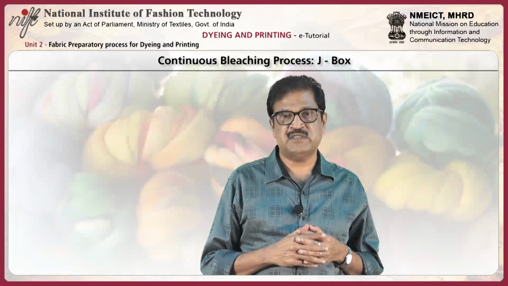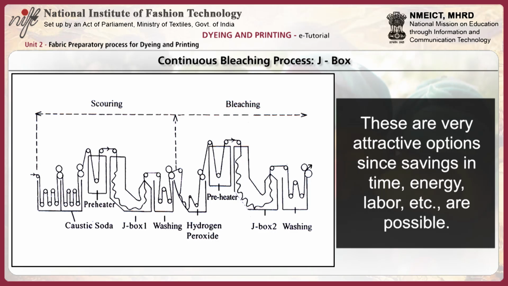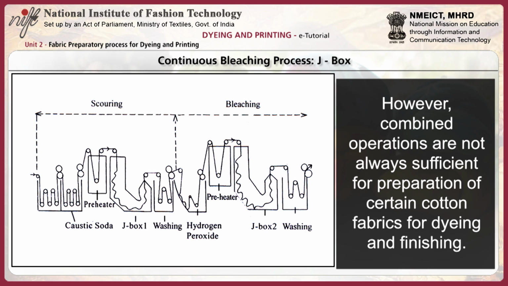Continuous bleaching process, J-box. In this process, desizing, scouring and bleaching are combined together. These are very attractive options since savings in time, energy, labor etc. are possible. However, combined operations are not always sufficient for preparation of certain cotton fabric for dyeing and finishing.